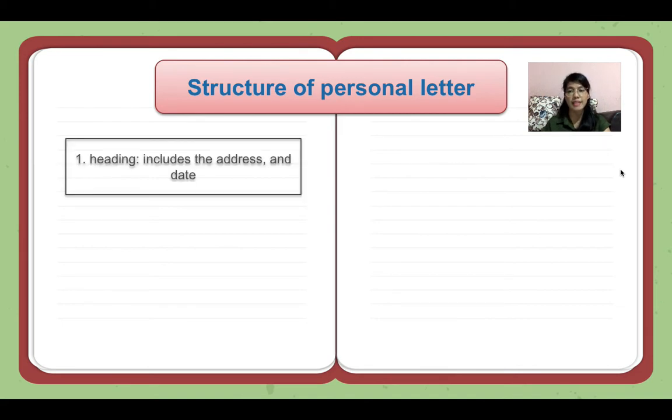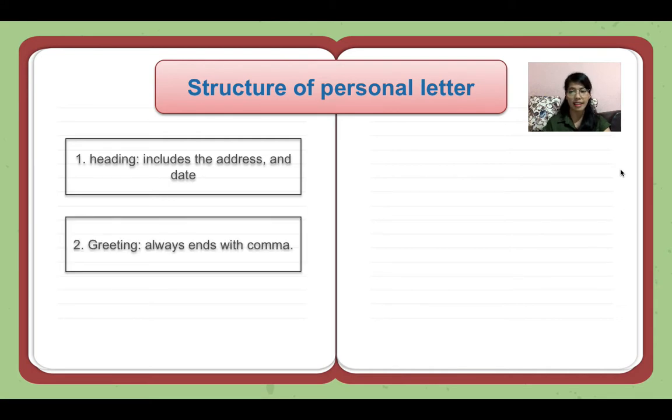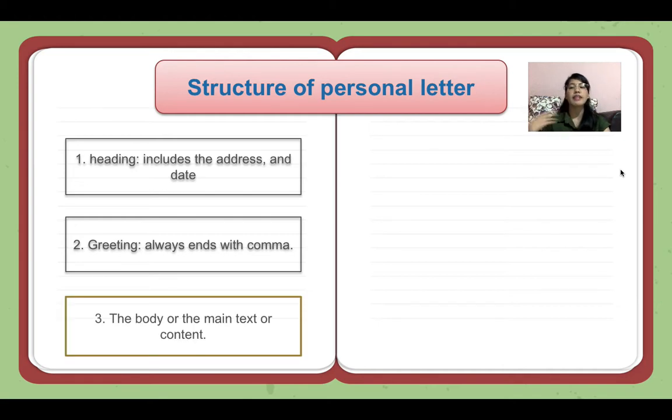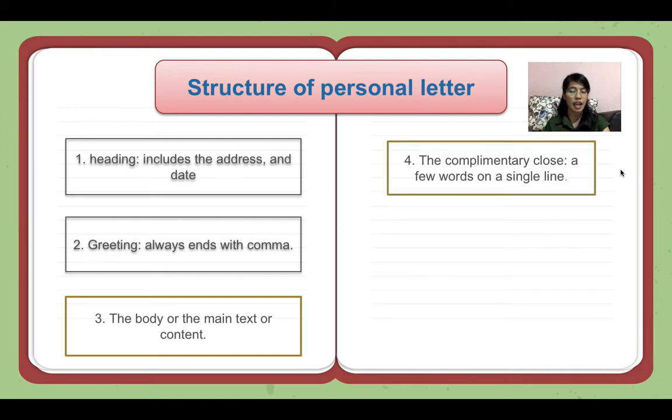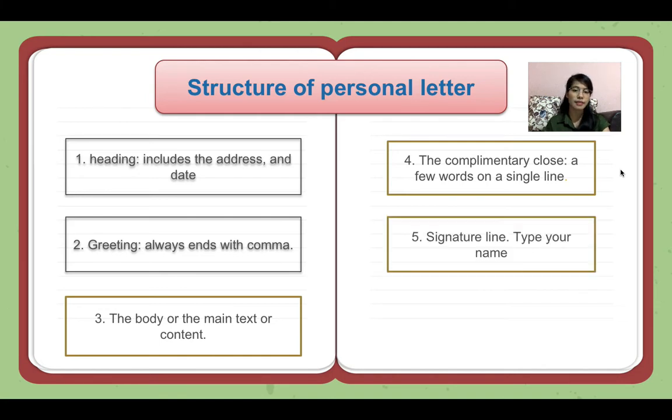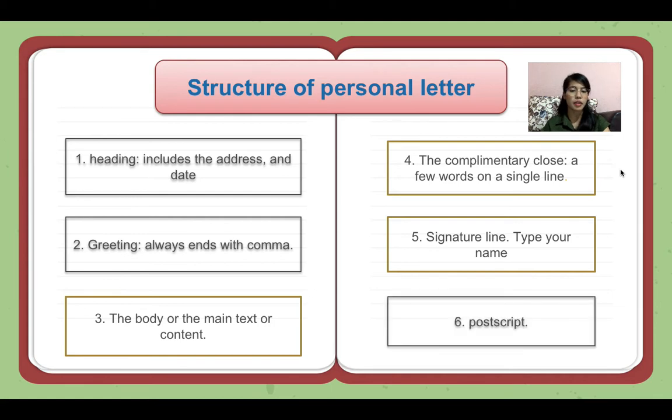And now here is the structure of a personal letter. The first one is the heading. Include the address and date. Number 2, the greeting, always ending with a comma. You know comma? Number 3, the body, or main text, or content. Number 4, the complimentary close, a few words on a single line. Number 5, the signature line, or type your name. And then the last, postscript.